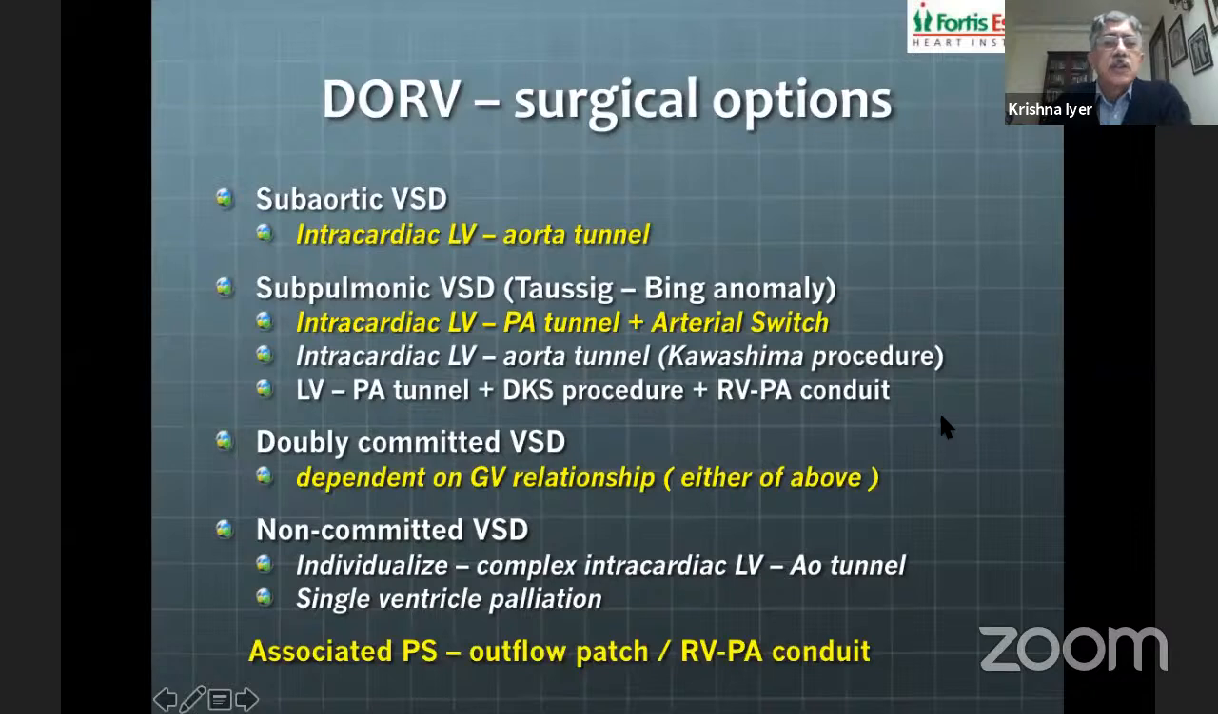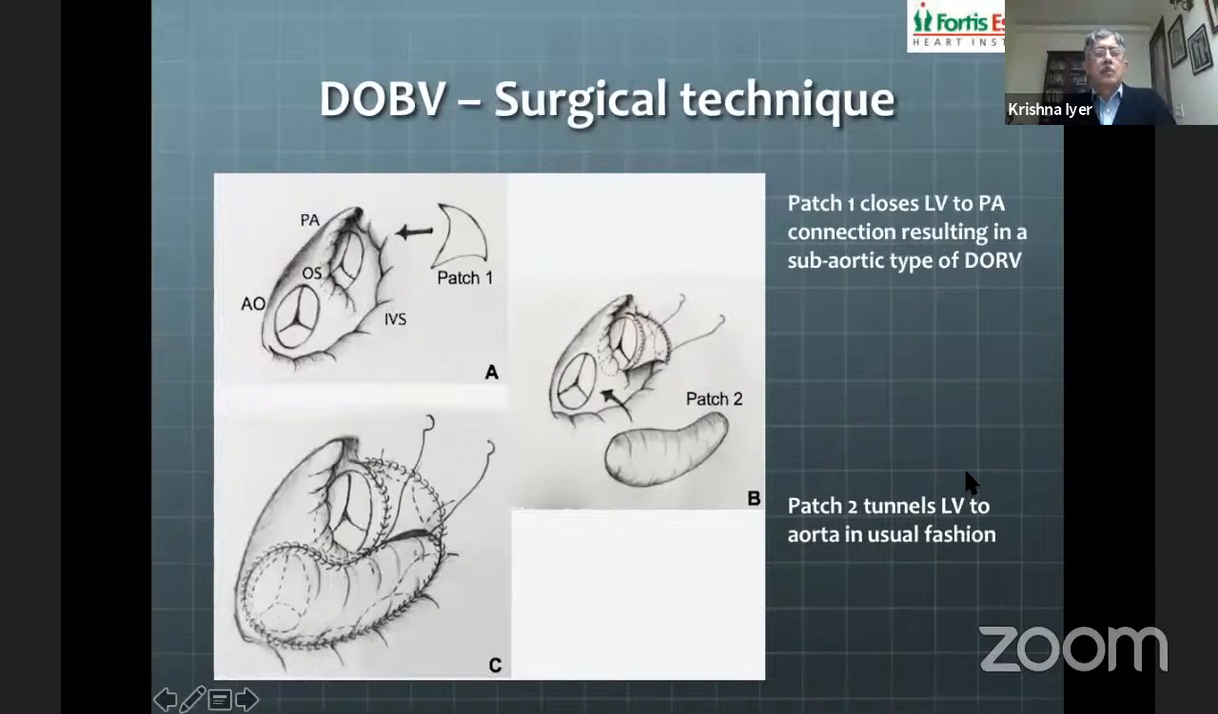So when we come to surgery, the surgical options for a double outlet right ventricle are fairly well defined depending upon the location of the VSD. If it's subaortic, it's a simple intracardiac left ventricle to aorta tunneling. If it's a pulmonic VSD, one would do a tunneling of the left ventricle to the pulmonary artery and an arterial switch procedure. And if it's a doubly committed VSD, depending upon the great vessel relationship, one could do either of the above. But in this situation of double outlet both ventricles, it's somewhat different.